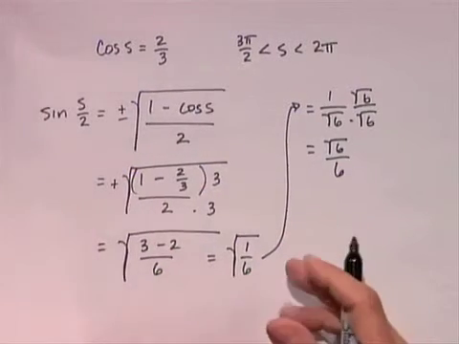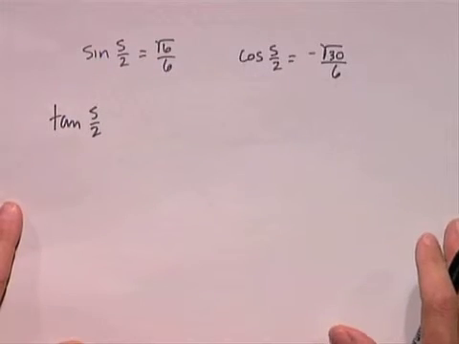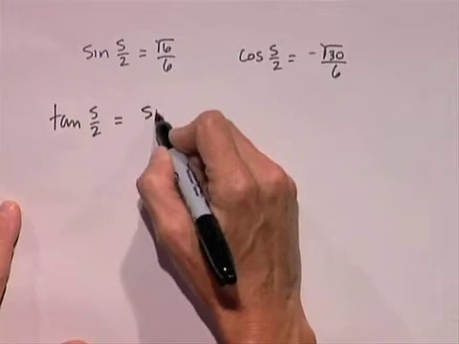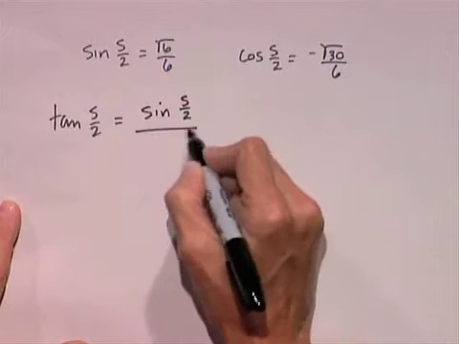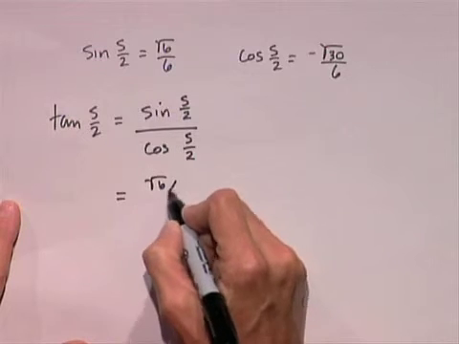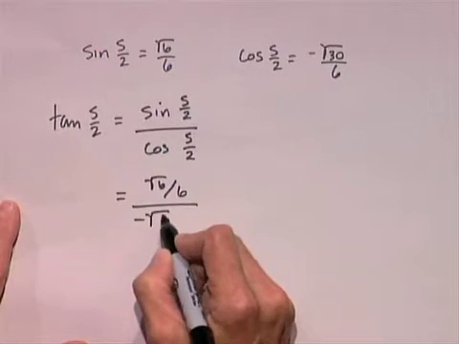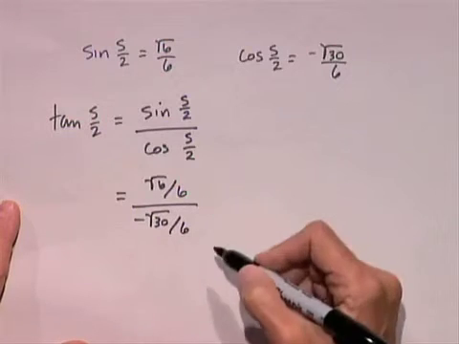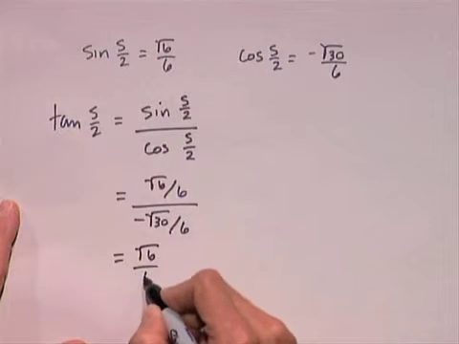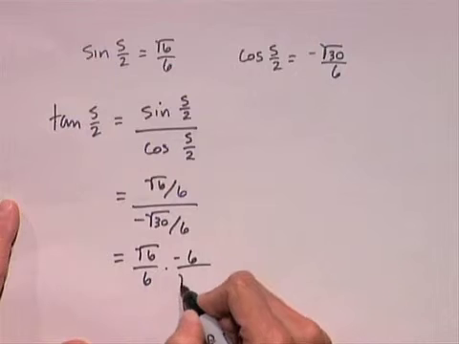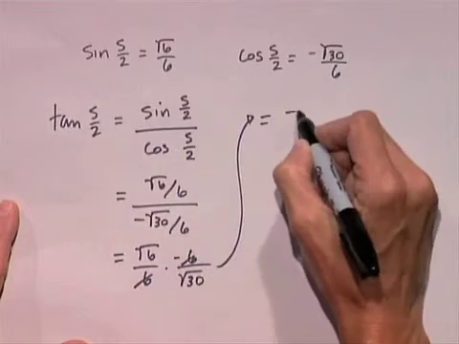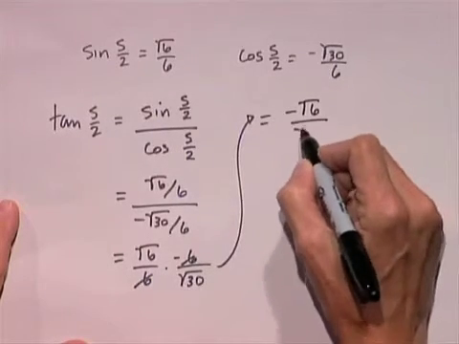We also want to find the tangent of s over 2. We found the sine and we found the cosine. To find the tangent, let's put the sine of s over 2 over cosine of s over 2. So we're going to put square root 6 over 6 all over negative square root 30 over 6 and simplify. If we multiply by the reciprocal, we'll have square root 6 over 6 times negative 6 over the square root of 30, and the 6's will simplify. And I have negative square root 6 over square root 30.